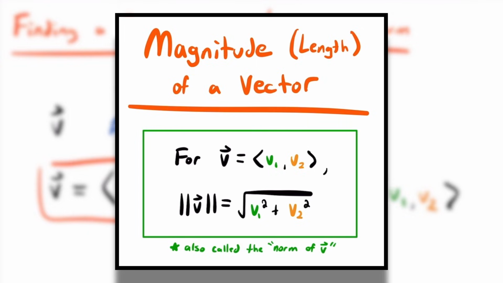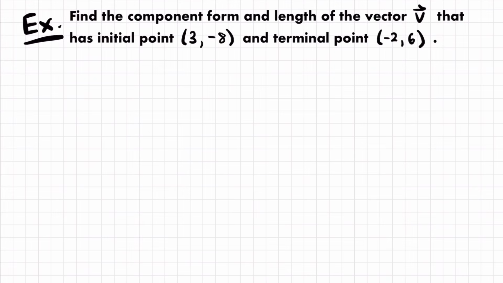Okay, but with that, before we close out this lesson, let's look at one example problem that is going to put everything together that we talked about in this video. Okay, so here we have an example problem. We want to find the component form and length, which is the magnitude, of the vector v that has initial point (3, -8) and terminal point (-2, 6).